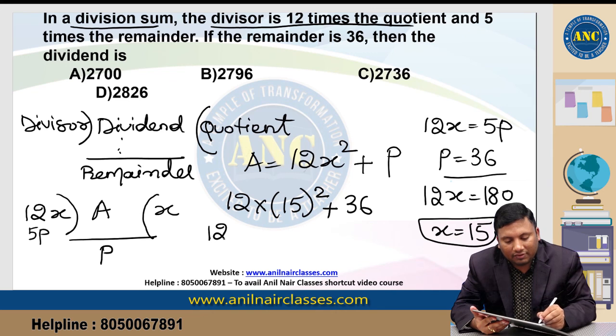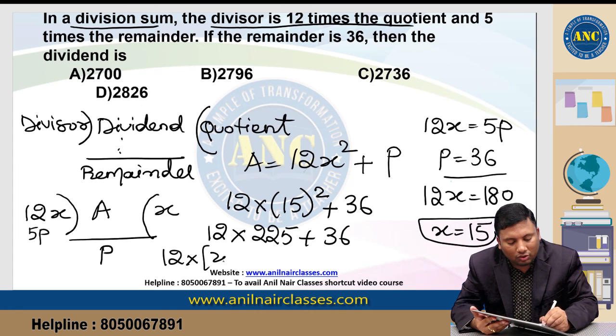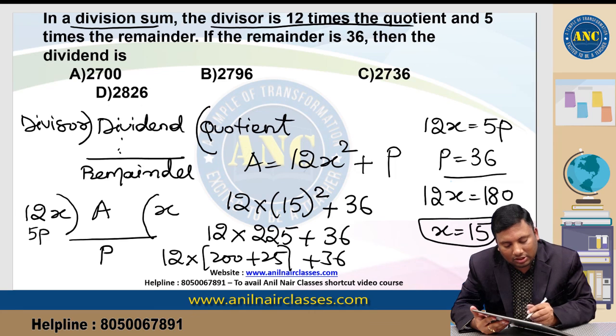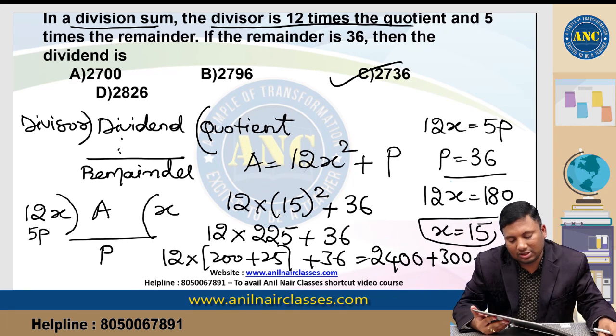15 square is 225. 12 into 225 plus 36. These are nothing but 12 into 200, which is 2400, and 12 into 25, which is 300, plus 36. So the answer is 2736. I hope the idea is clear.